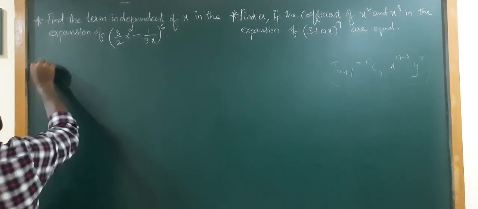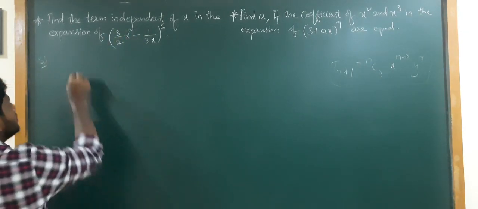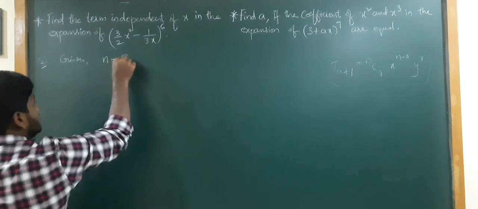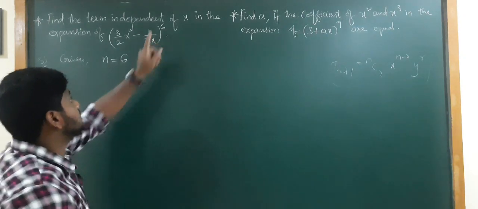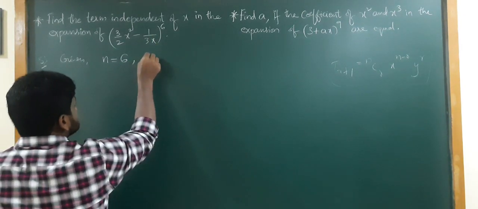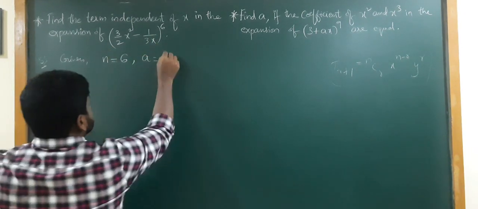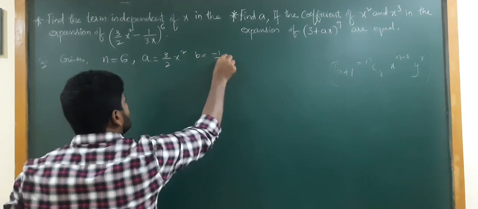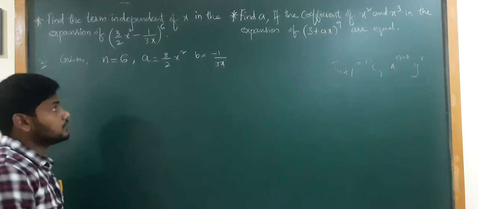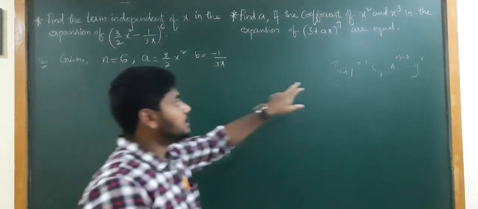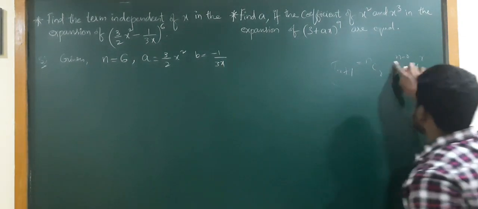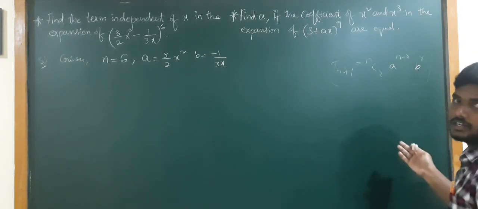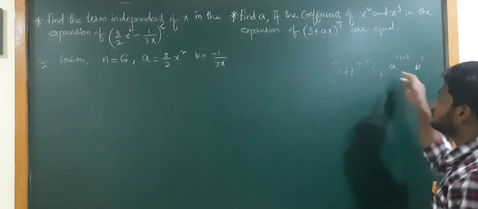First of all, this is the given expansion. What is the n value? n is nothing but the index, that is 6. Next, what is the a value? a is 3/2 x^2. What is the b value? Minus 1/(3x). So these are the three values. Here T(r+1) we can write as nCr a^(n-r) b^r, and these three values we know, those we will substitute.